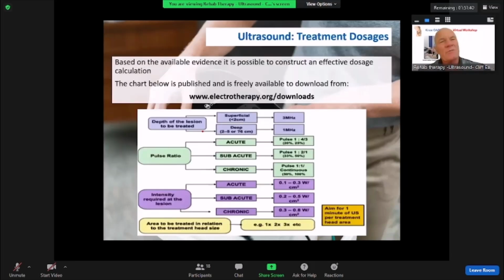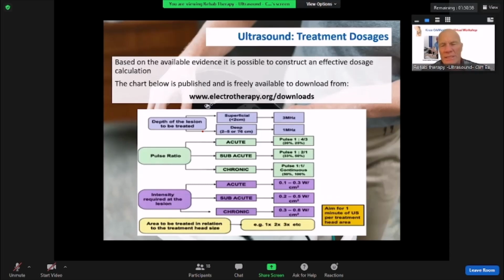But as I said, what we've seen with OA knee is that it's better to have pulse ultrasound than continuous. Based on available evidence, it's possible to construct an effective dose calculation. This chart below is published and freely available to you on Professor Tim Watson's site, who's the guru of electrophysical agents. His website is electrotherapy.org. So we've dealt with the pulse ratio.